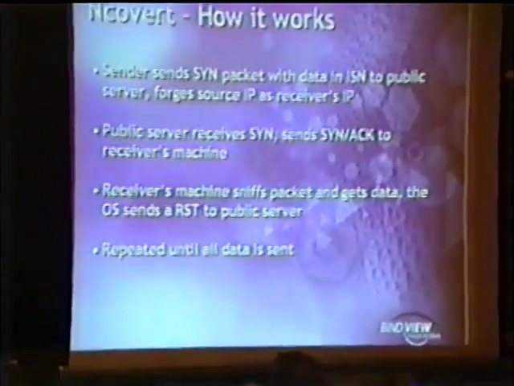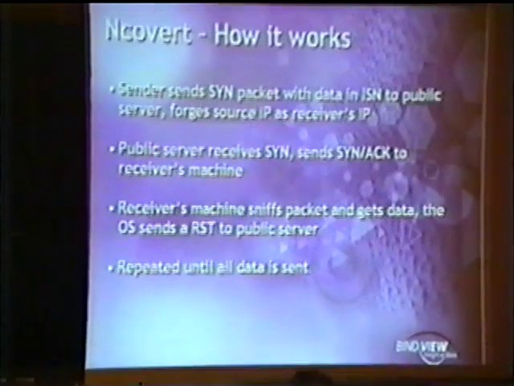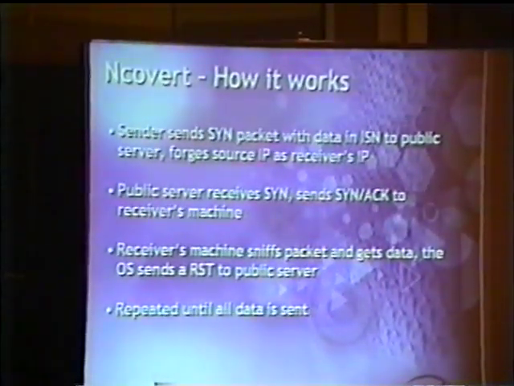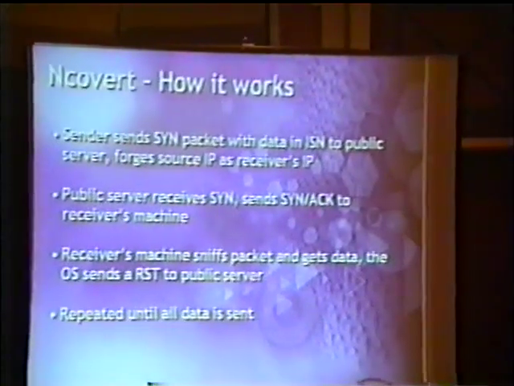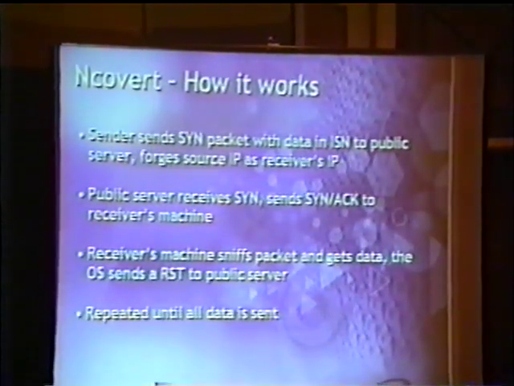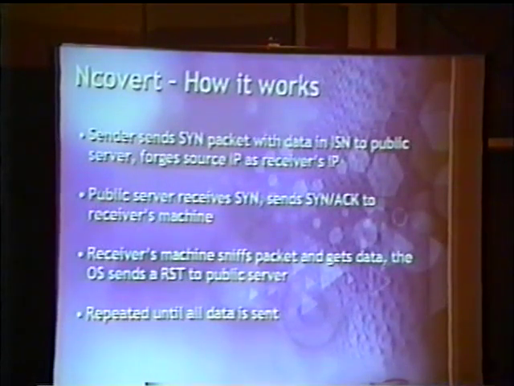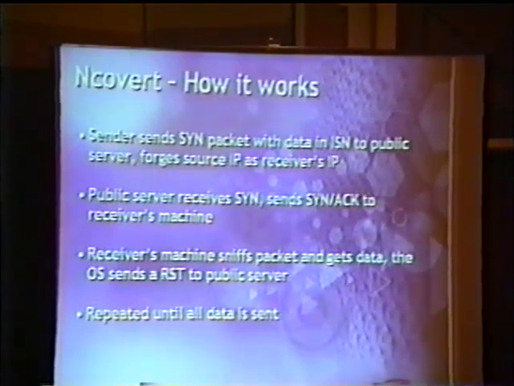Let me roughly explain how it works first. I'm not going to be able to do a demonstration of this particular mode, but this is how it is designed, and it does work. I'm going to send a SYN packet with data in the ISN to a public server, let's say yahoo.com or google.com, someplace I know that a machine inside the firewall can get out to. I'm going to forge the source IP, making it the target where I want the ISN to go.